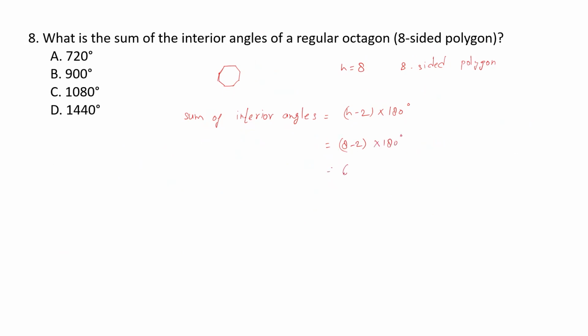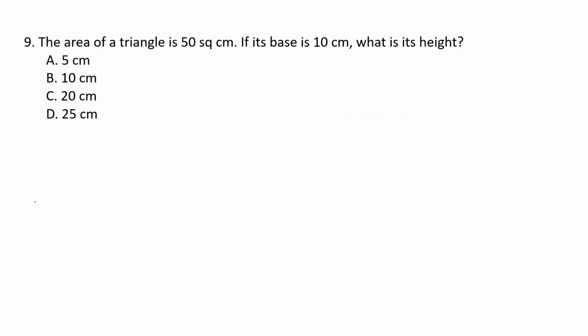So 8 minus 2 is 6. 6 into 180 degree. So it will be 1080 degree. So option C is correct. This multiplication you have to do. Next, the area of a triangle is 50 square centimeter. If its base is 10 centimeter, what is its height?